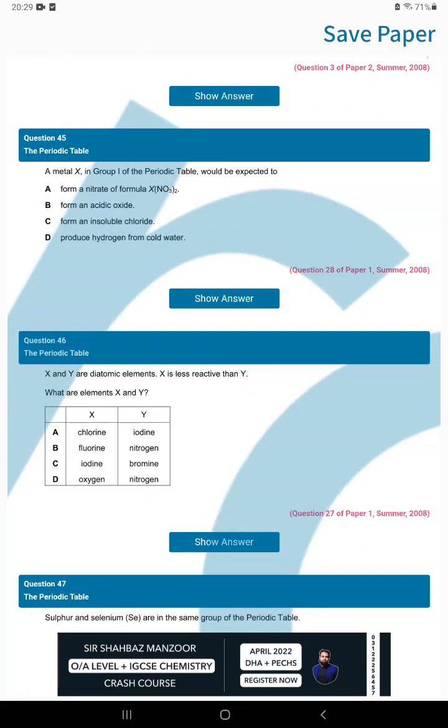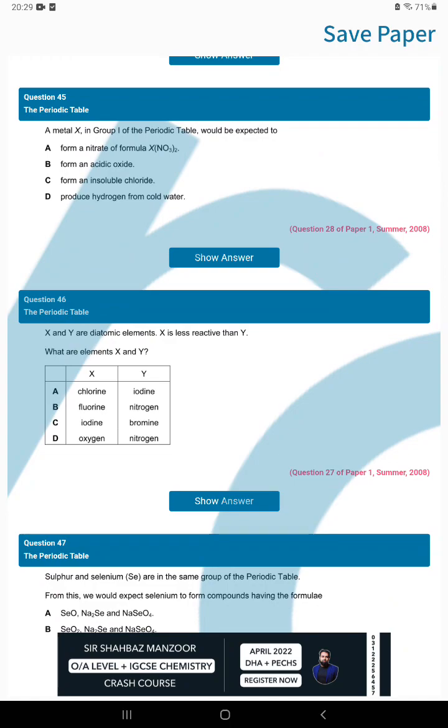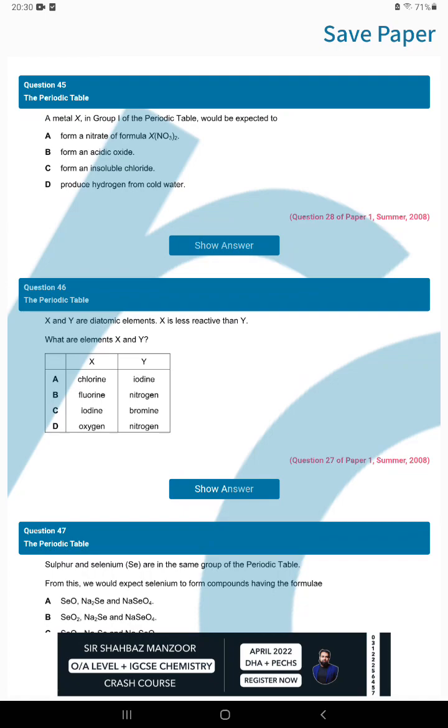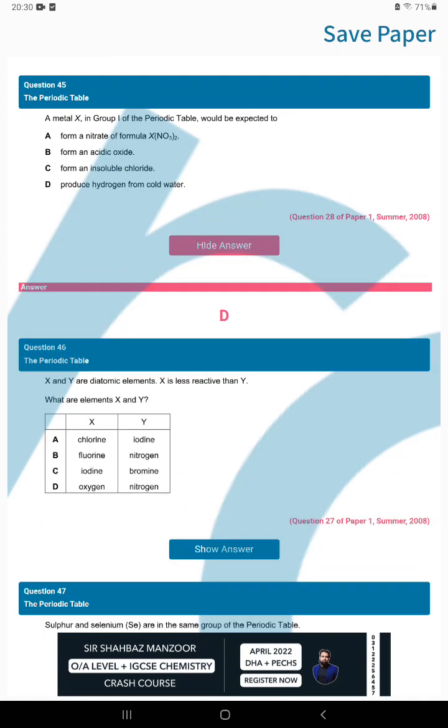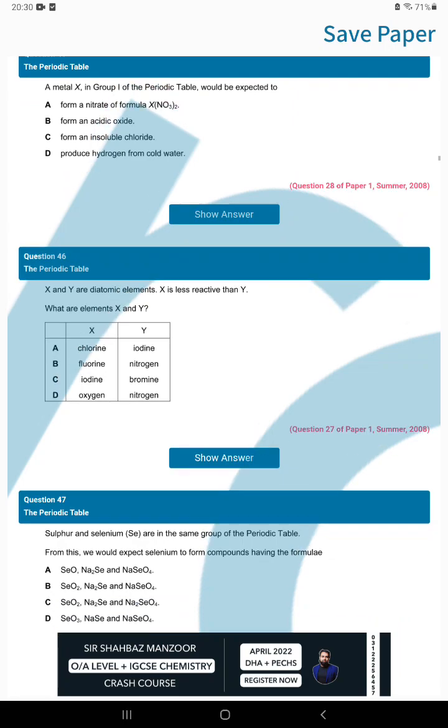A metal X in group 1 of the periodic table would be expected to form a nitrate of formula XNO3, form an acidic oxide, form an insoluble chloride, or produce hydrogen from cold water. Correct. Produce hydrogen from cold water.